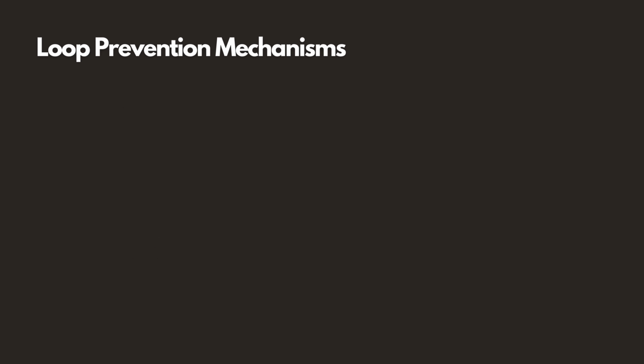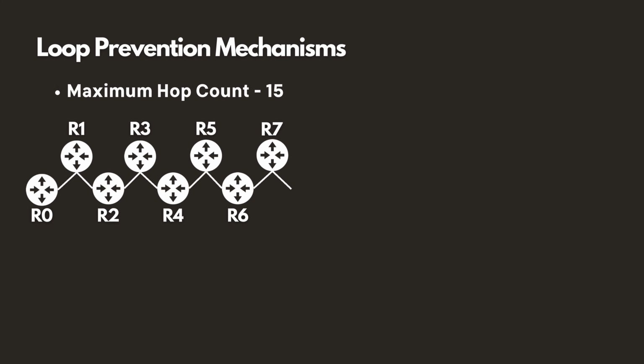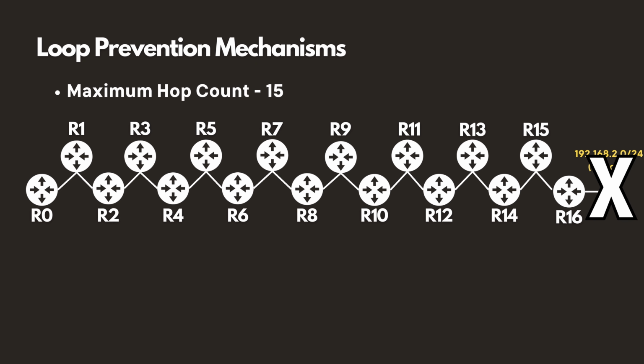RIP has several built-in mechanisms to prevent routing loops. Maximum hop count. RIP has a maximum hop count mechanism where it restricts the network size to 15 hops to prevent infinite counting when loops occur. Routes with 16 plus hops are considered unreachable.